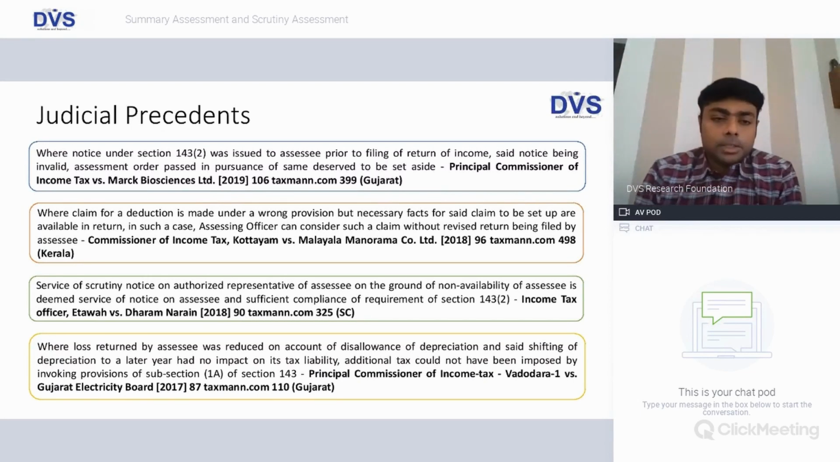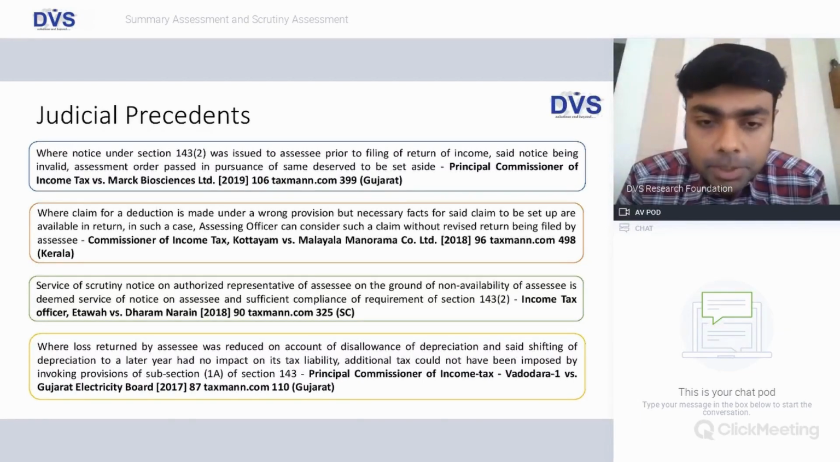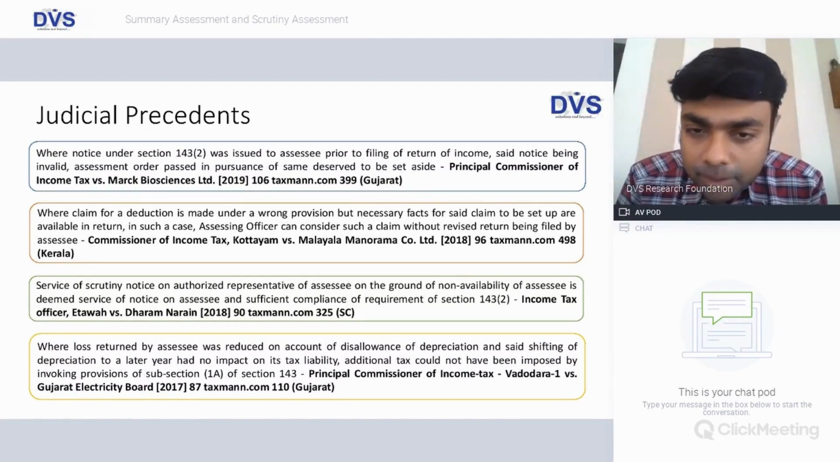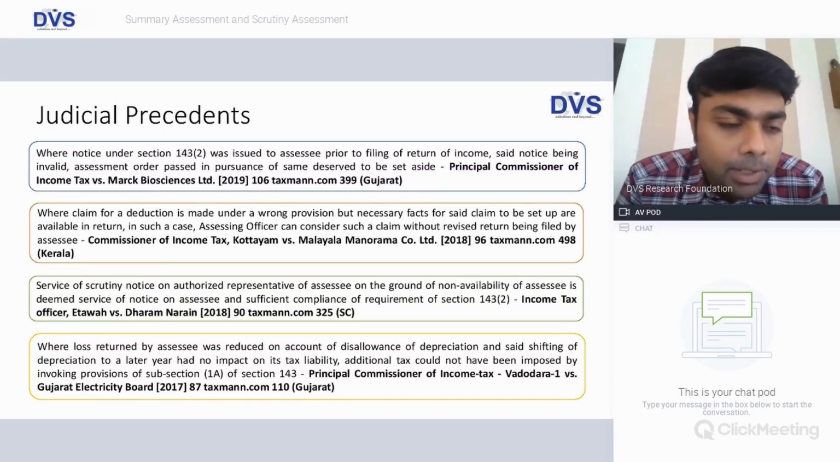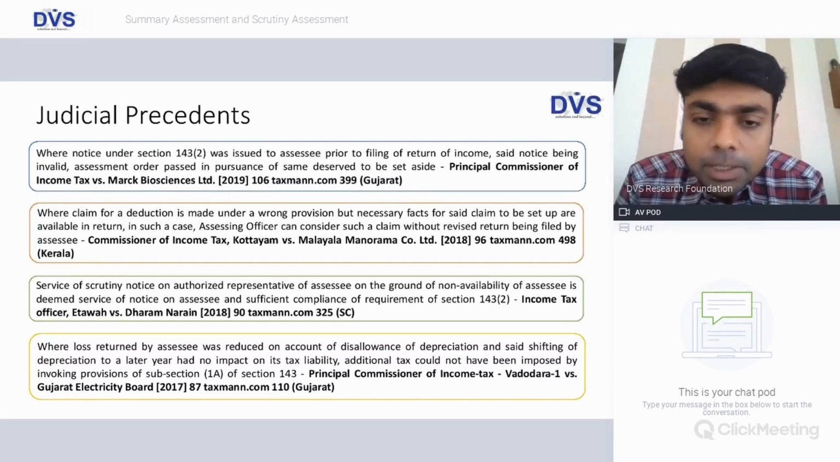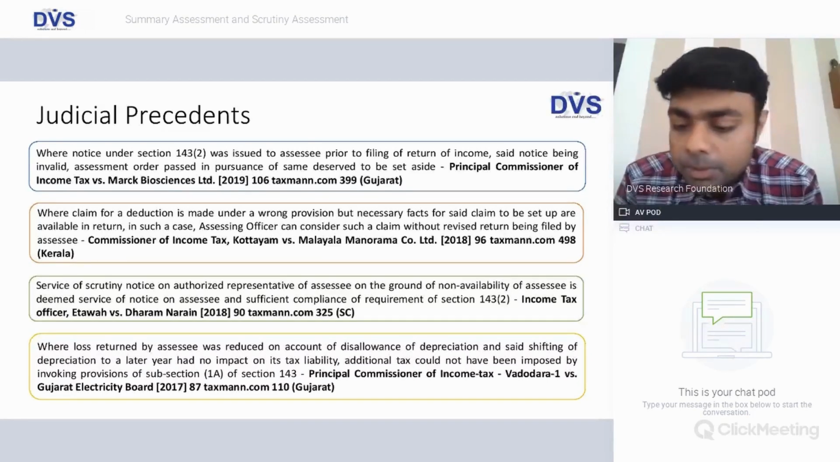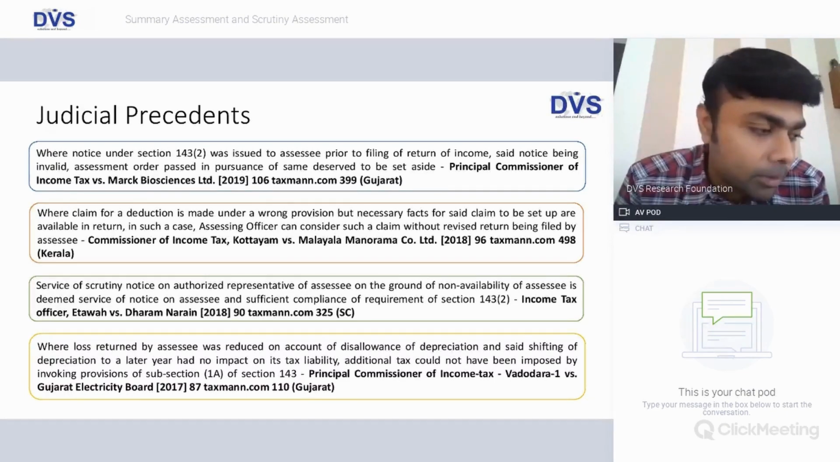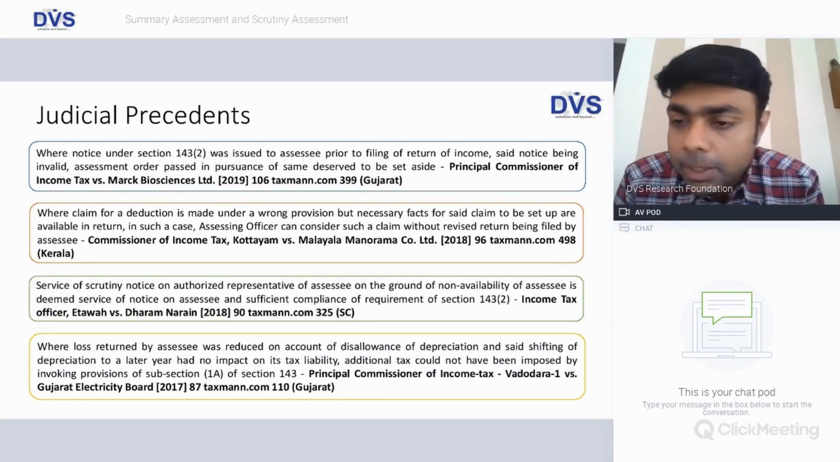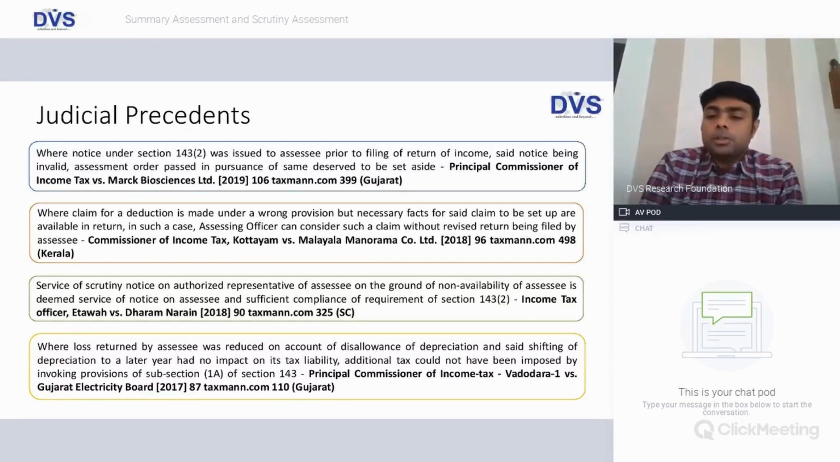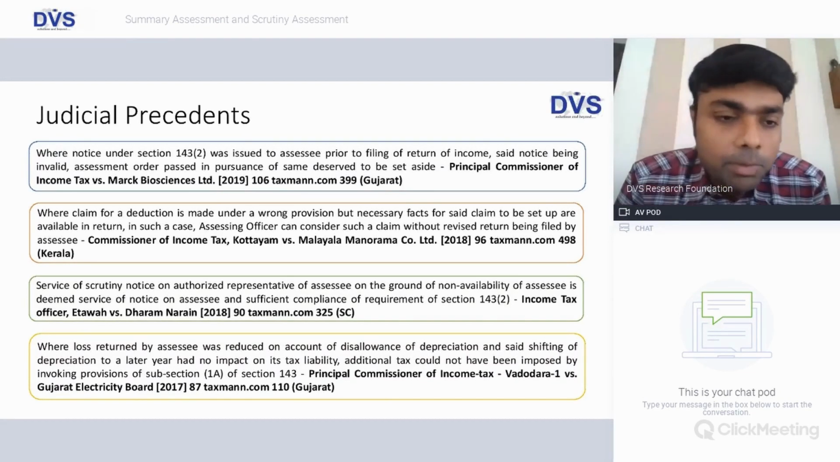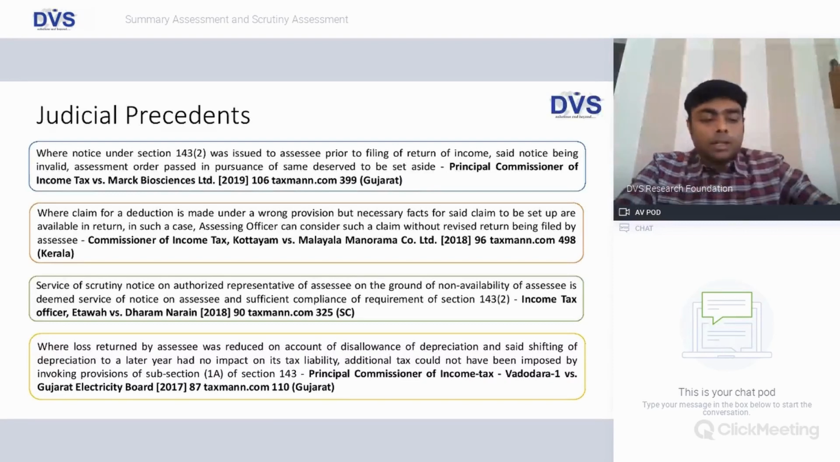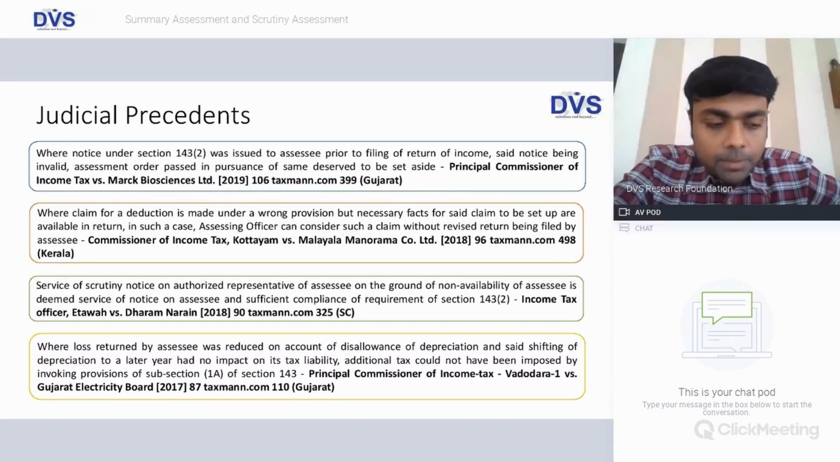Where a claim of deduction is made under a wrong provision, but necessary facts for said claim are available in the return, in such a case the AO can consider the claim without a revised return being filed, because a revised return is required only where the AO does not have complete facts for completing his assessment, or the assessee wants to disclose certain other facts. However, if the deduction is wrong, but it can be categorized under certain other provision, then there is no requirement to file a revised return.